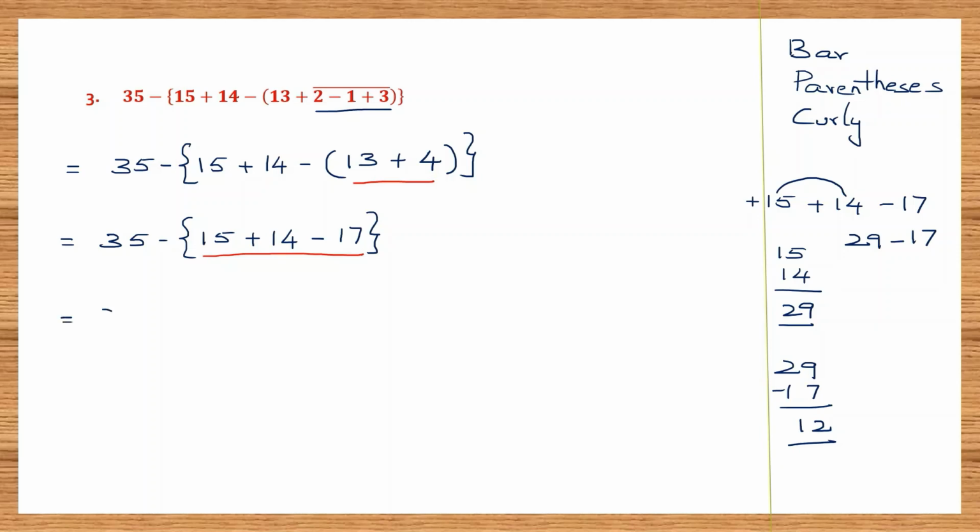So what do I have now? 35 minus 12. Let's subtract 35 minus 12. 5 minus 2 is 3 and 3 minus 1 is 2. So what do I have here? 23. So 23 is my final answer.